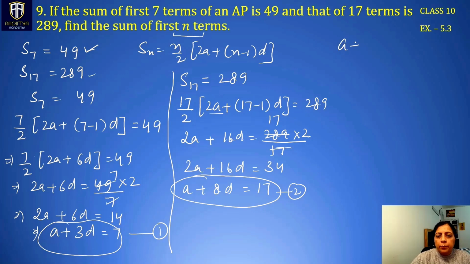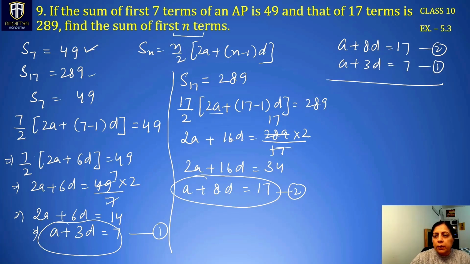So a plus 8d is 17. This is your second equation. a plus 3d is 7, which is the first equation. Now we can subtract the first equation from the second one. 8d minus 3d is 5d. 17 minus 7 is 10. So d comes out to be 2. Right? One variable we have got.